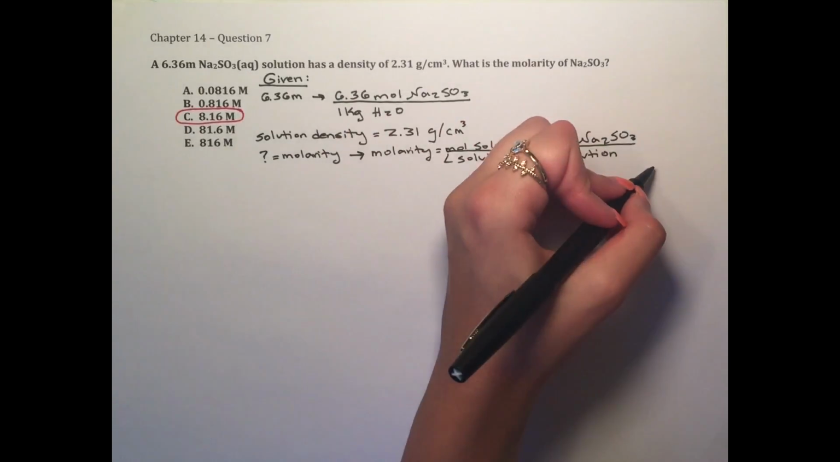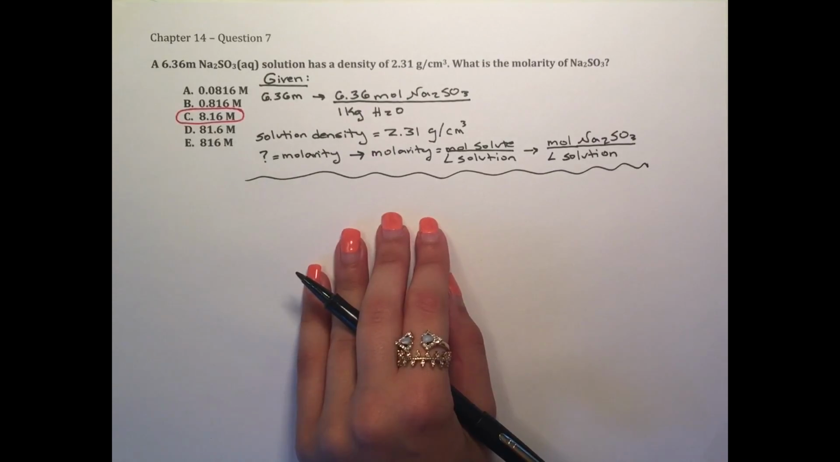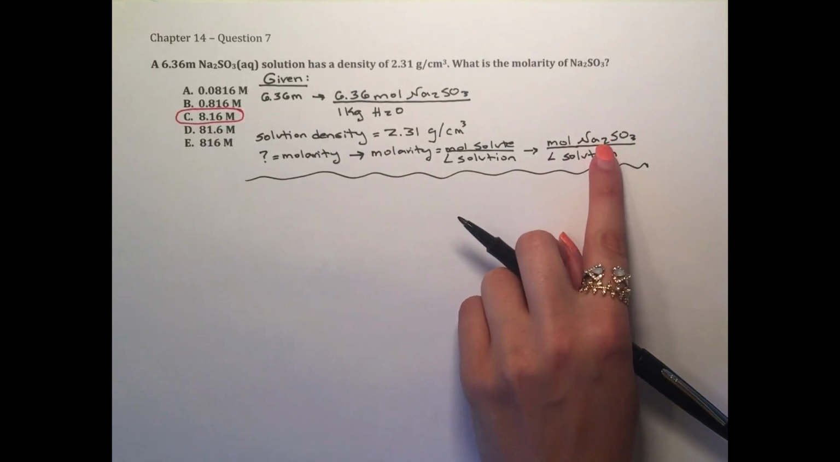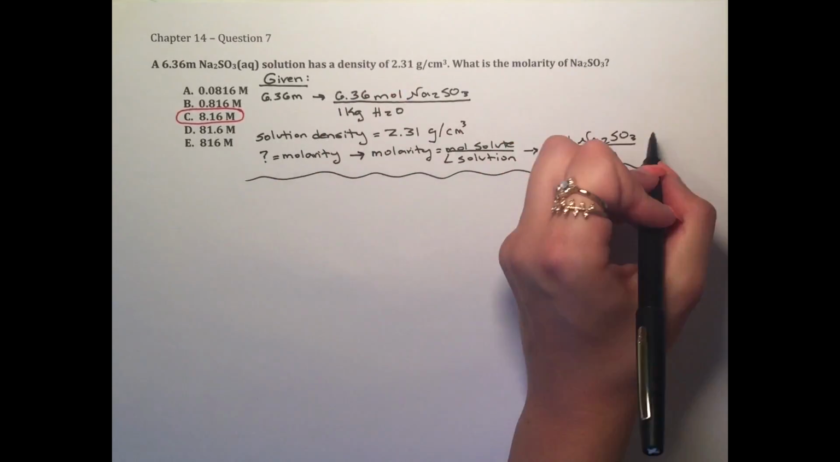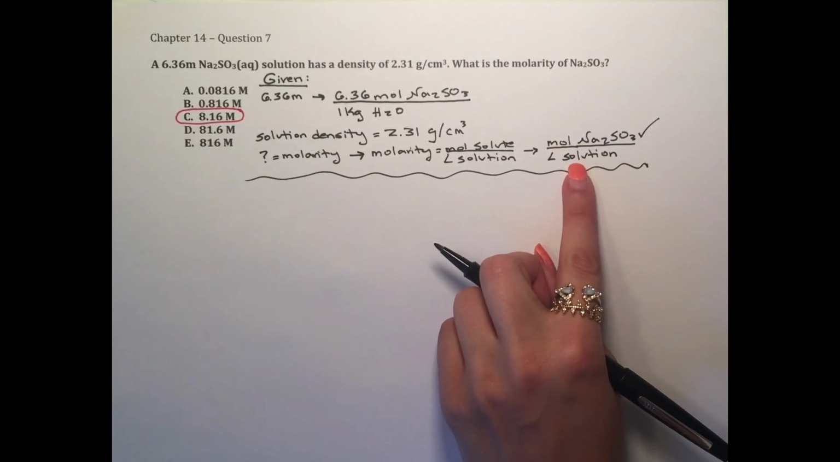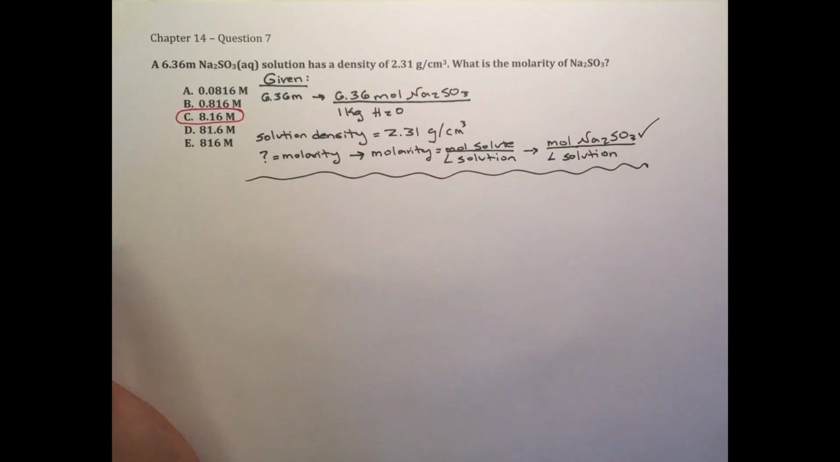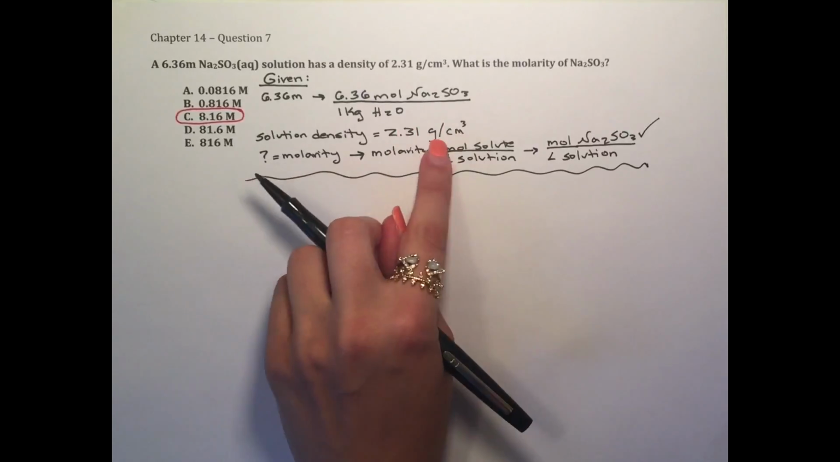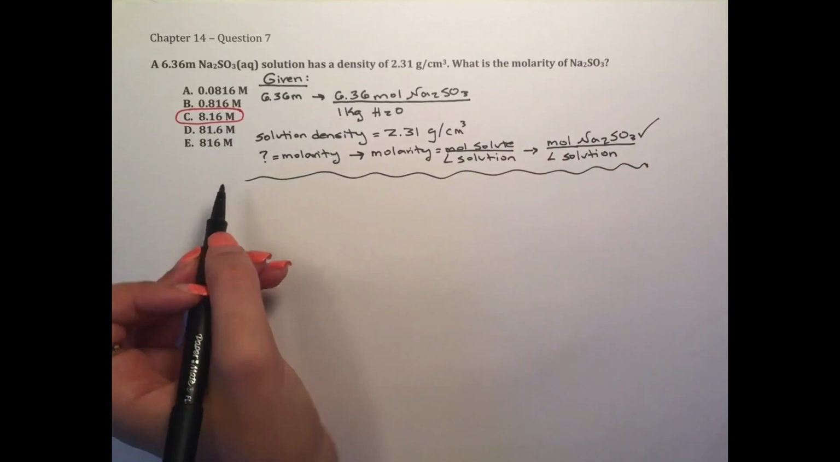All right, so let's see where we should start. Well, we need moles of Na2SO3, and we were already given moles of Na2SO3. So we are all set for our numerator. Now we have to find a way to get to liters of solution. And the only information we were given is that this solution is comprised of Na2SO3 and water, and that the solution density is this.